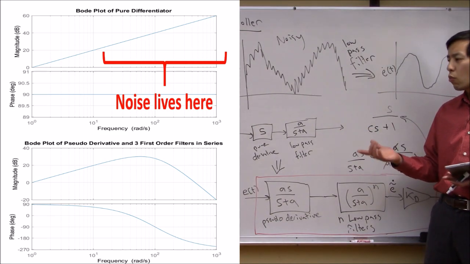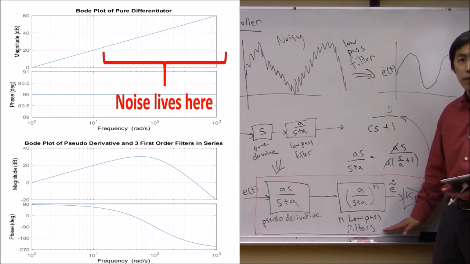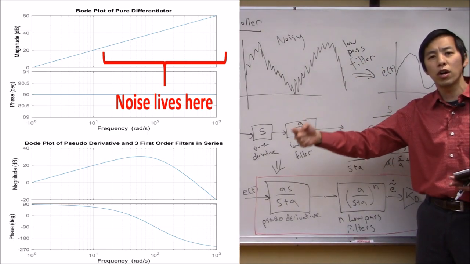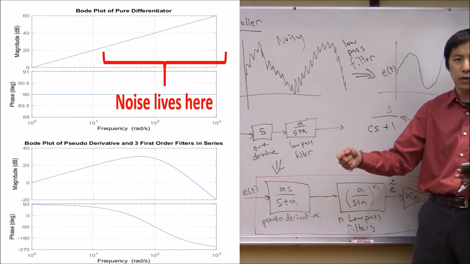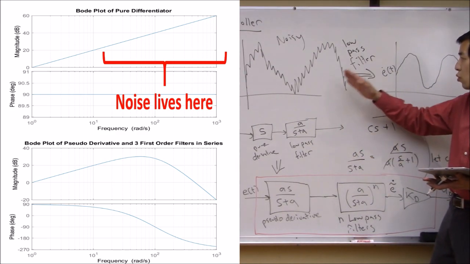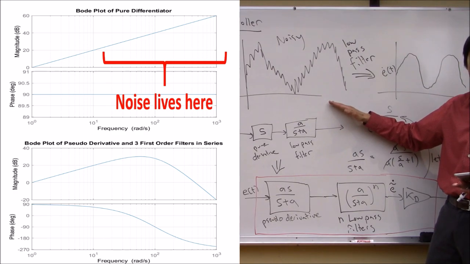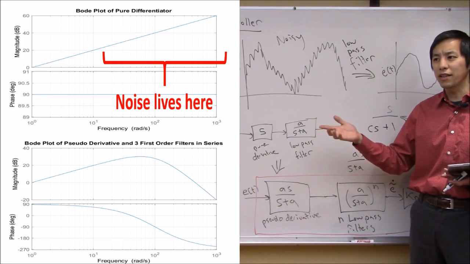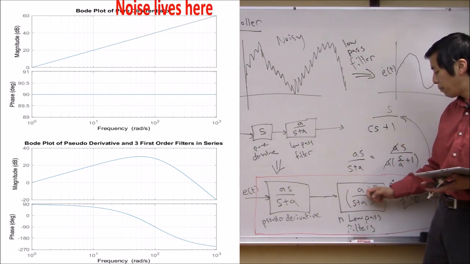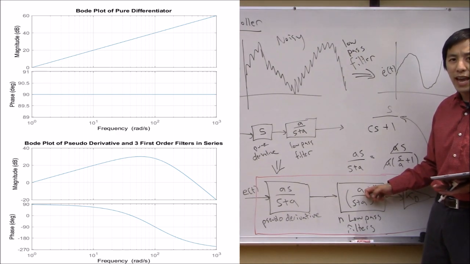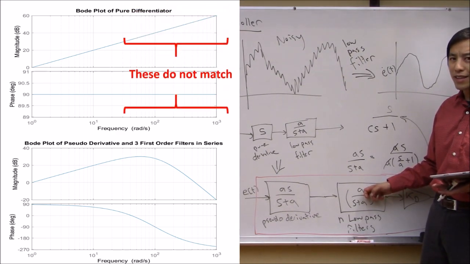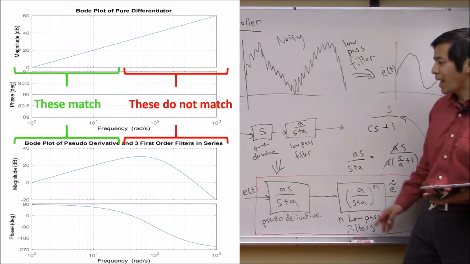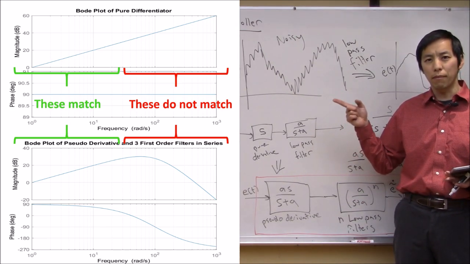You can clearly see that this system down here, the pseudo derivative plus additional filtering, starts to amplify some noise, but then it rolls off and attenuates that high frequency noise. So we don't get the noise problem we were dealing with in the Simulink model. Of course, the price you pay is clear in the Bode plot: above this corner frequency, or break frequency A, that bottom Bode plot doesn't look anything like the top one. Therefore, this bottom system doesn't act anything like that pure S signal.